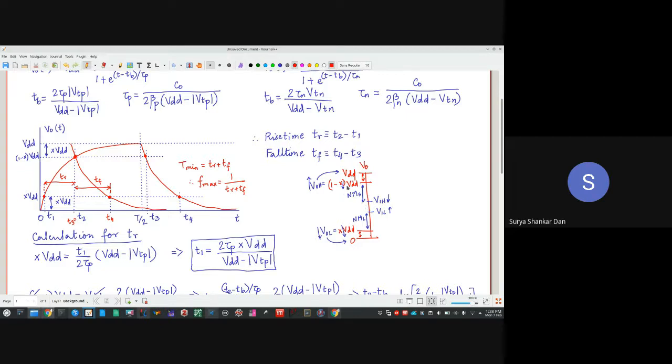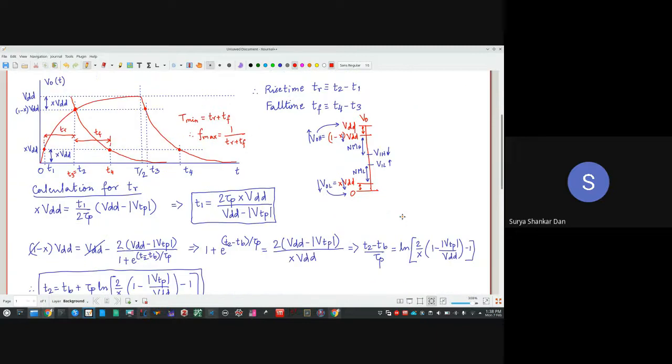You made X very, very close to 0, say 0.05. Okay, and then VIL and VIH are also very close to VDD by 2. Then your noise margin will be VDD by 2. That is the maximum which you can achieve. Yes or no? Your circuits will be extremely robust.